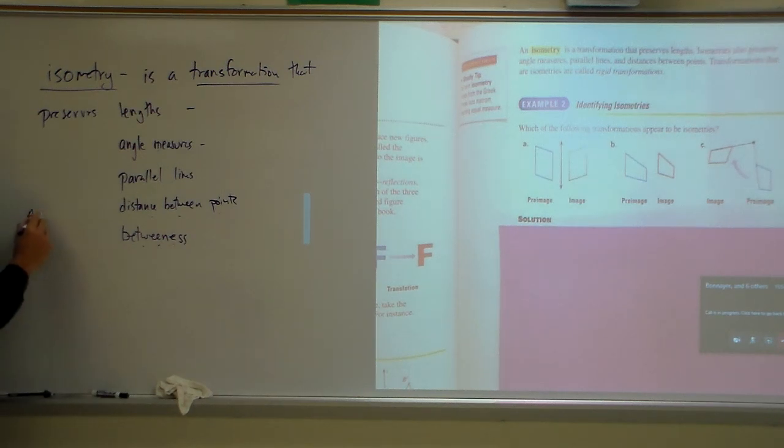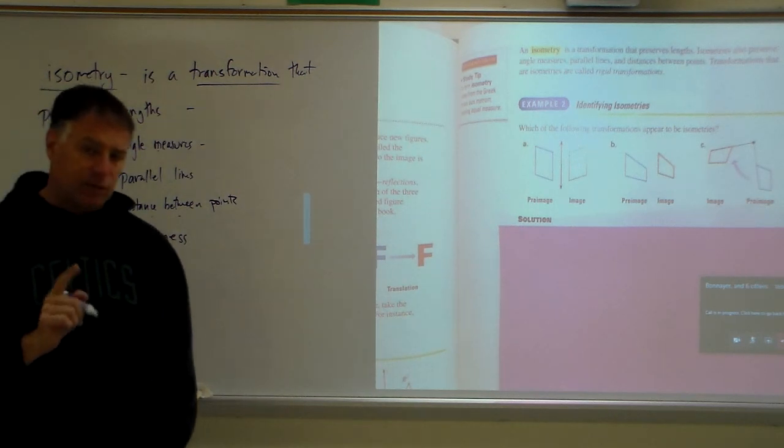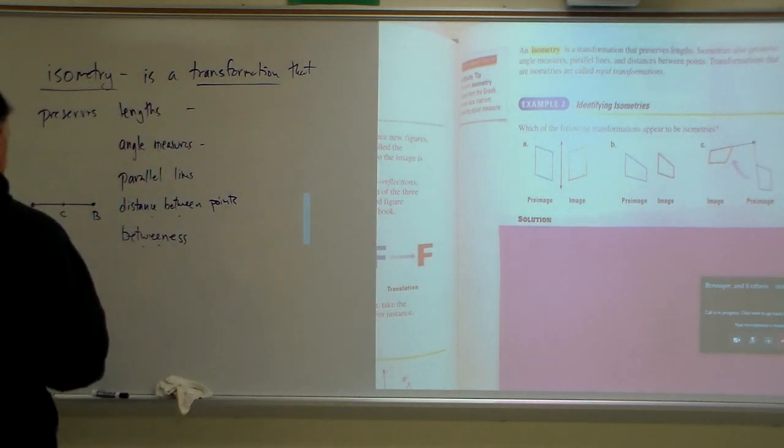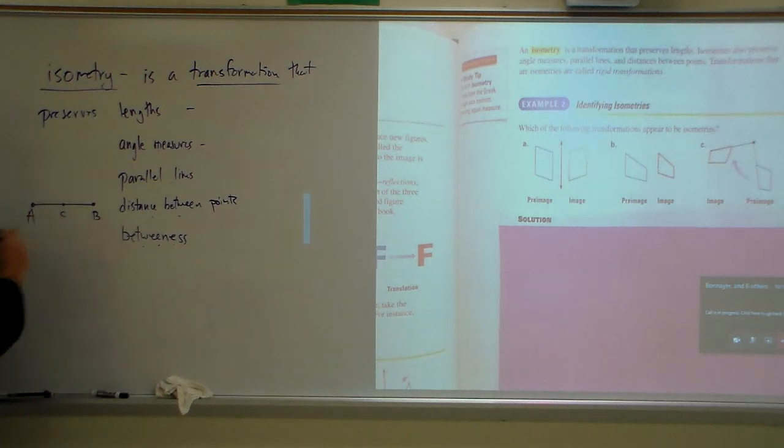If I had a segment that was like this, A, B, and I had C in the middle, if I take this segment and I either reflect it, rotate it, or translate it, C will still be between A and B. Okay, that's what that betweenness means.